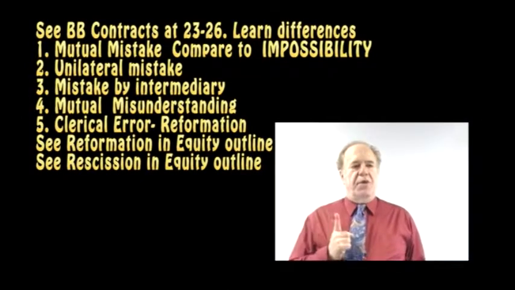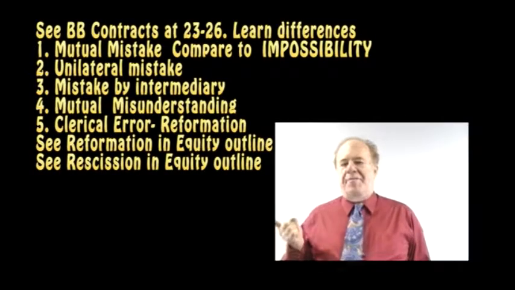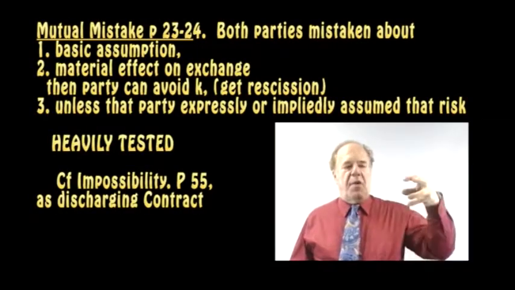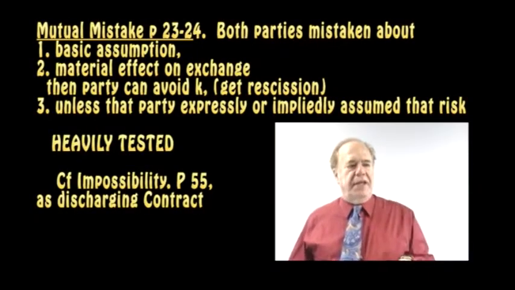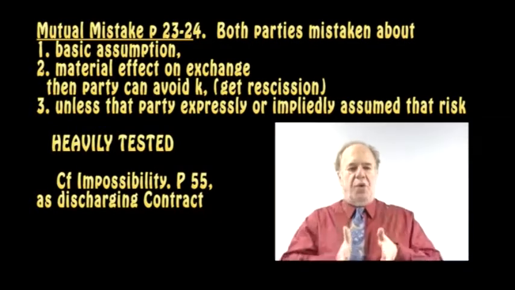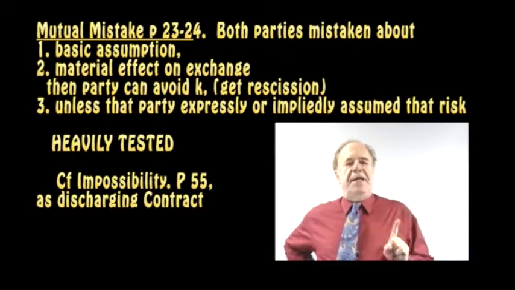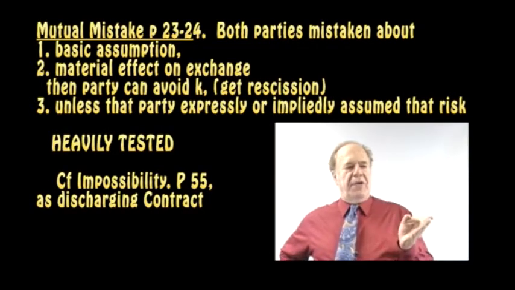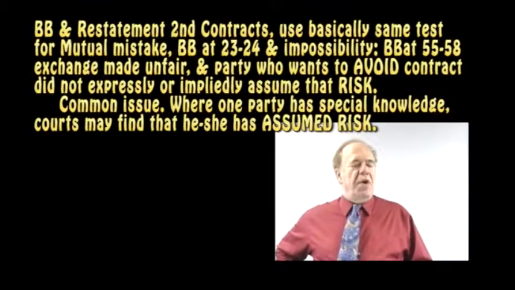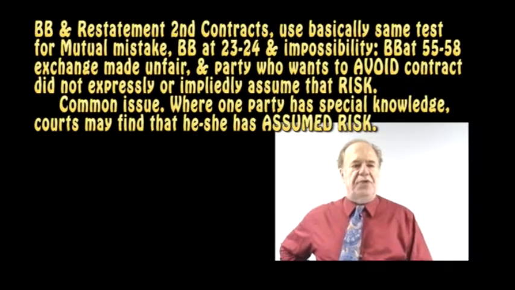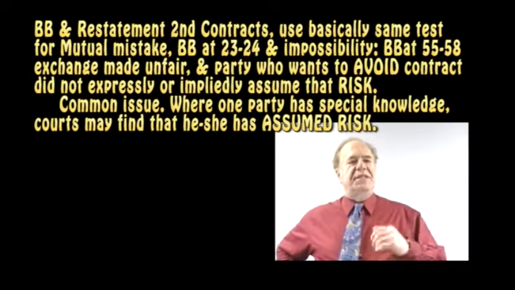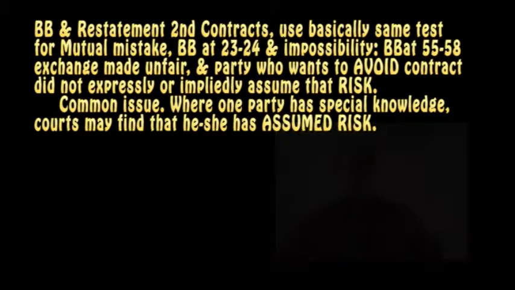Mutual mistake, important, is an awful lot like impossibility that we'll deal with later. With a mutual mistake, the mistake has to be about what the circumstances were at the time of contracting, as opposed to impossibility, which refers to events that occurred after the contract was already formed. Example, we make a contract about excavating under the ground. We did not know at the time of contracting that there was something under the ground that was going to make the excavation more expensive.